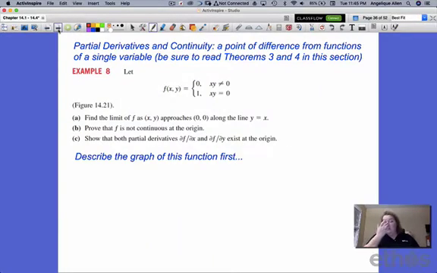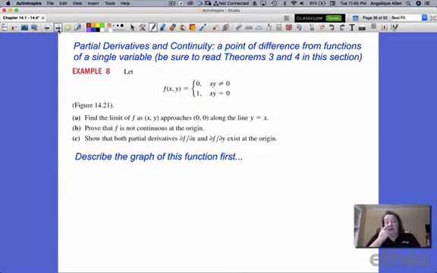Okay, so let's look at example 8. This is an unusual function, so I want us to use this to talk about continuity in three-dimensional graphs, as it relates to partial derivatives. So this is where we deviate from single variable calculus where continuity and derivatives are concerned. So they've picked a very unique function.